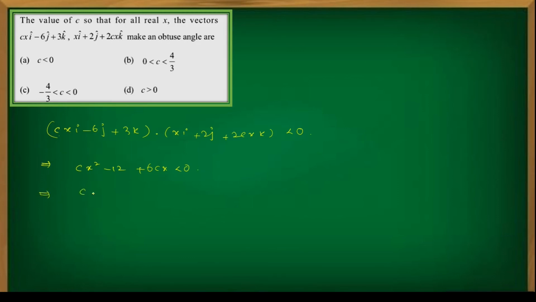It's a quadratic equation in x, but it should be negative for all x. I'm not saying for all x, I'm saying it should be true for all real x. So can you tell me, when a quadratic expression's values are totally negative, what does it mean?